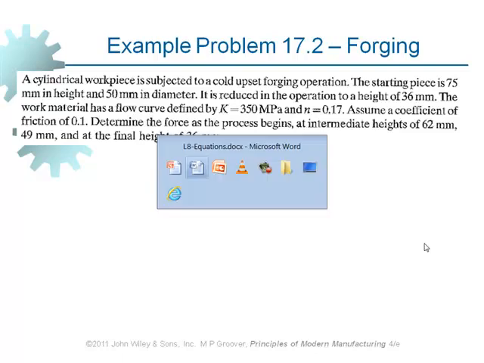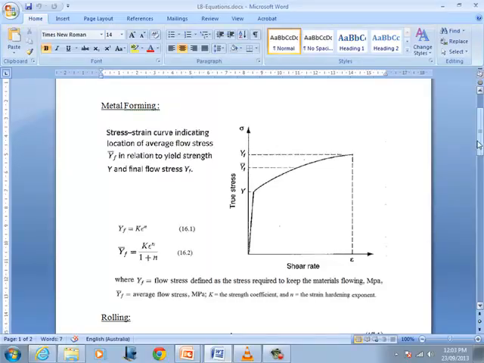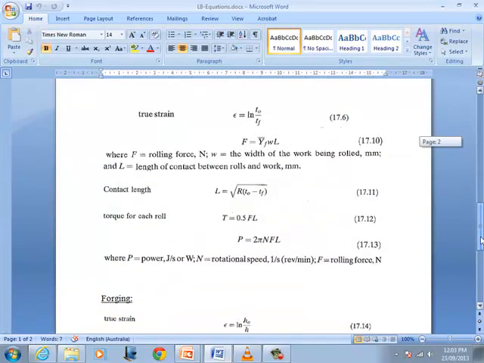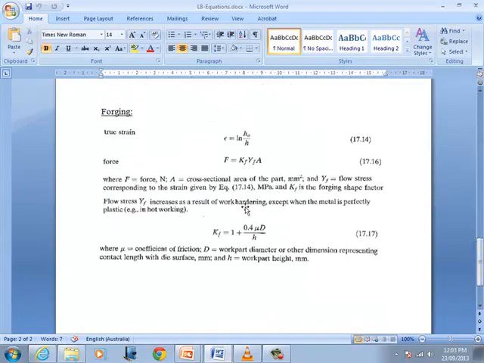Let's take a look at the equations again. These are the equations for forging. What we are after is force, which is represented in this equation. What do we need in order to compute that? KF, YF, and A. The cross-sectional area can be computed easily, right? Because diameter is given.